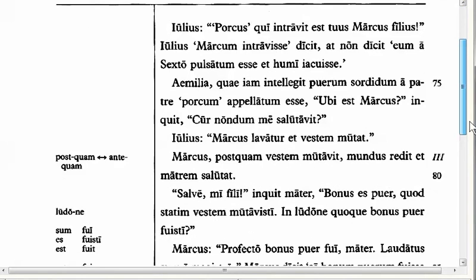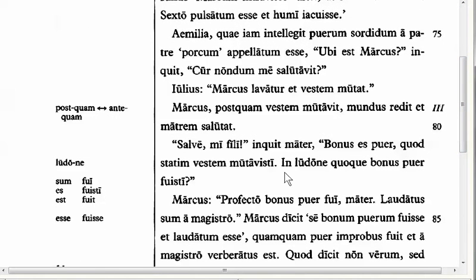The next feature is in line 83, so go ahead with me to that line. And we see in ludo quoque bonus puer fuisti. So were you also a good boy in school? Fuisti is the perfect second person singular of sum. So sum, esse, if you were looking this up in the dictionary, you would not find fuisti. What you would look up is sum. It's an irregular verb, and so its forms are highly irregular. You can't predict this form for the perfect. You have to memorize it.